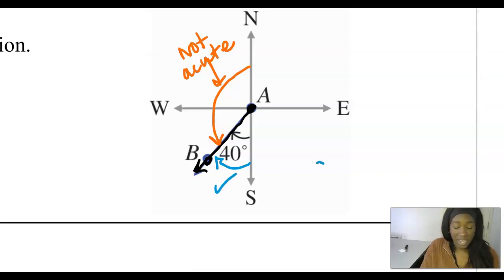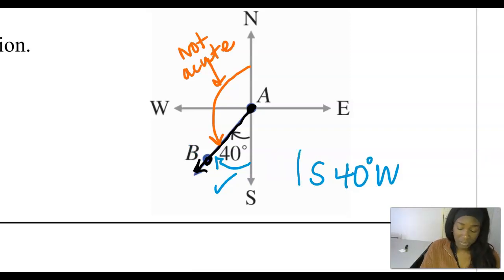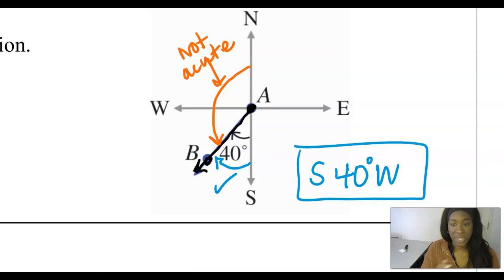So that tells us that we definitely came off south and we are heading towards the west. So we came off south and we're heading towards the west. How far did we head towards the west off south? Well, we went 40 degrees. So that is a south 40 degree west angle.